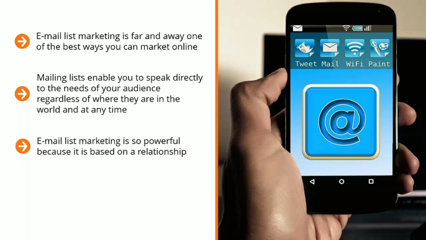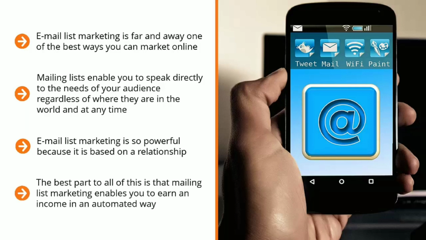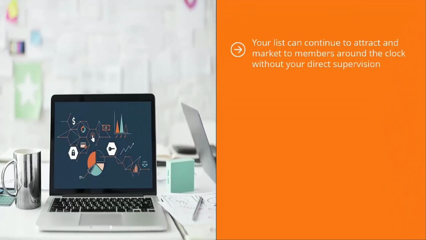Email list marketing is so powerful because it is based on a relationship. By following the 8 steps that I've laid out in this training, you can learn how to recruit a lot of people to your mailing list, speak to their needs, and convert them to maximize your income. The best part to all of this is that mailing list marketing enables you to earn an income in an automated way. You don't have to actively manage each member. Your mailing list software will do it behind the scenes for you. Your list can continue to attract and market to members around the clock without your direct supervision. You could be taking a vacation halfway around the world, and your mailing list continues to generate cold hard cash.